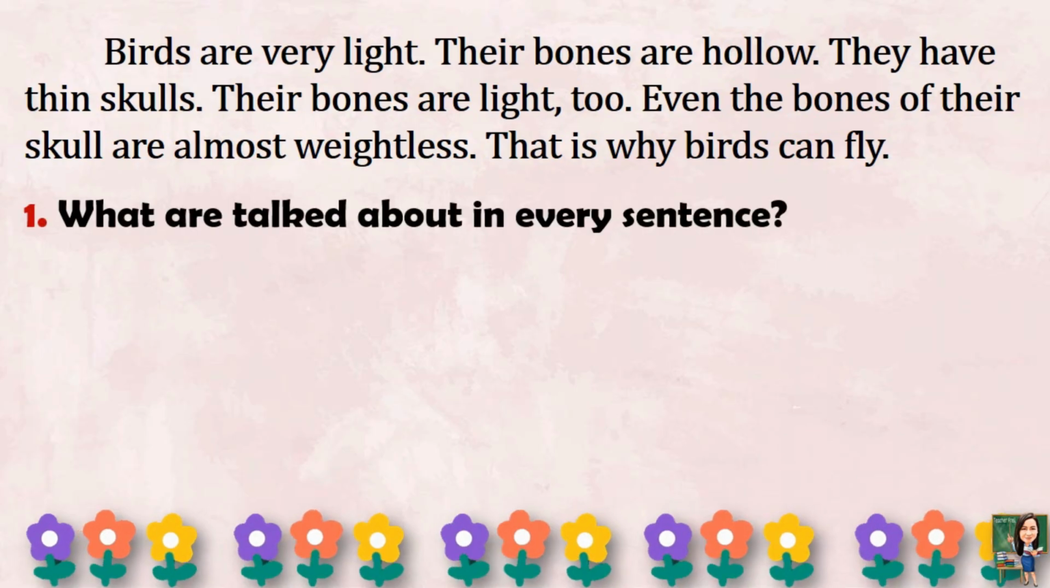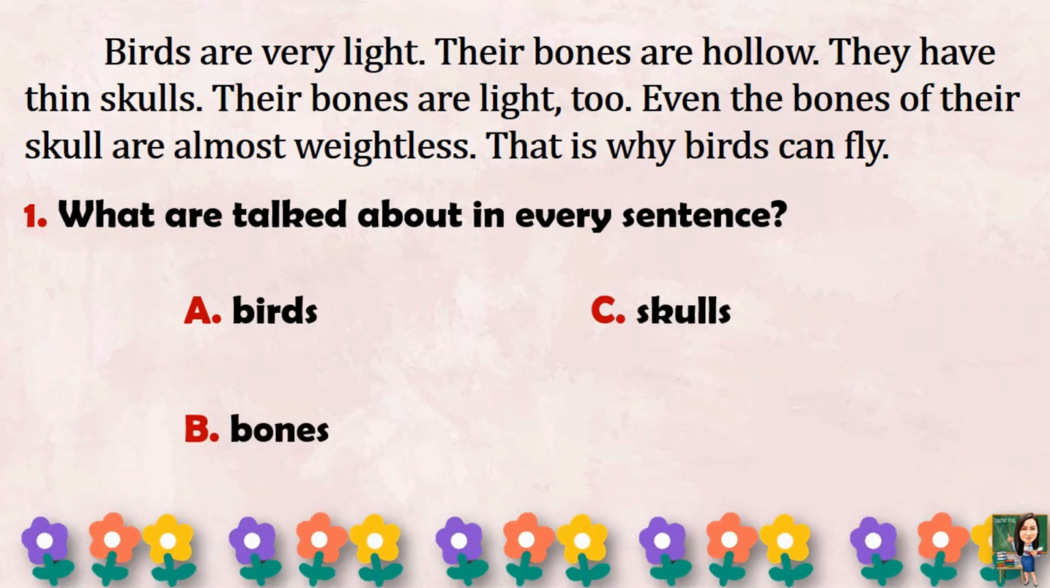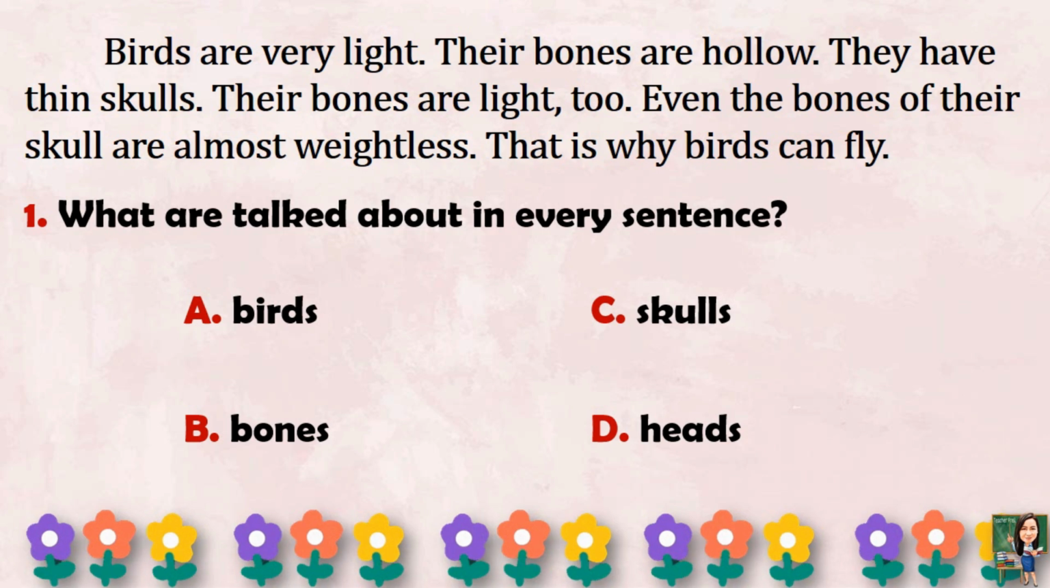Number 1. What is talked about in every sentence? A. Birds. B. Bones. C. Skulls. Or D. Heads. What is the correct answer?